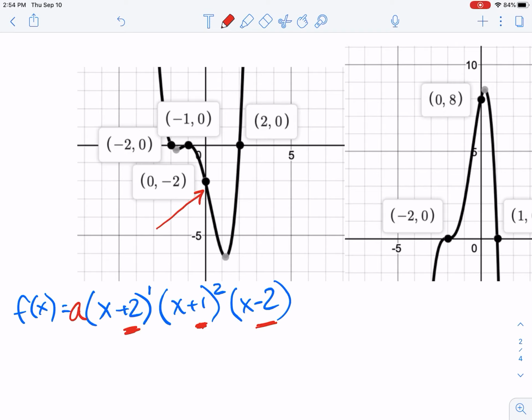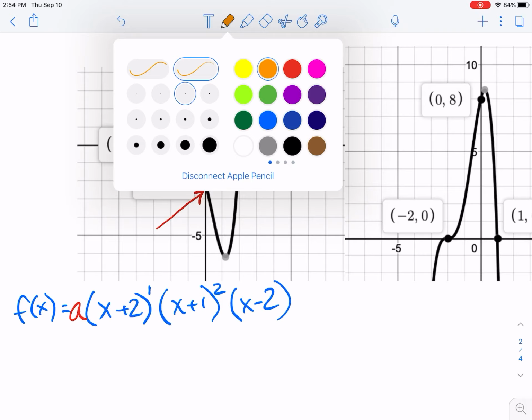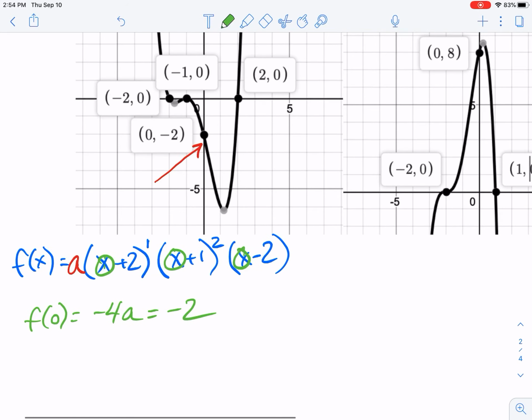Let me say that a little better. If I plugged in 0, that's a 0, that's a 0, that's a 0, then I end up getting 2 times 1 times negative 2. And so my f of 0 would be equal to negative 4a, if I plug in 0 in all those places. But my f of 0 is actually negative 2. So my a value here, I know to be 1/2.